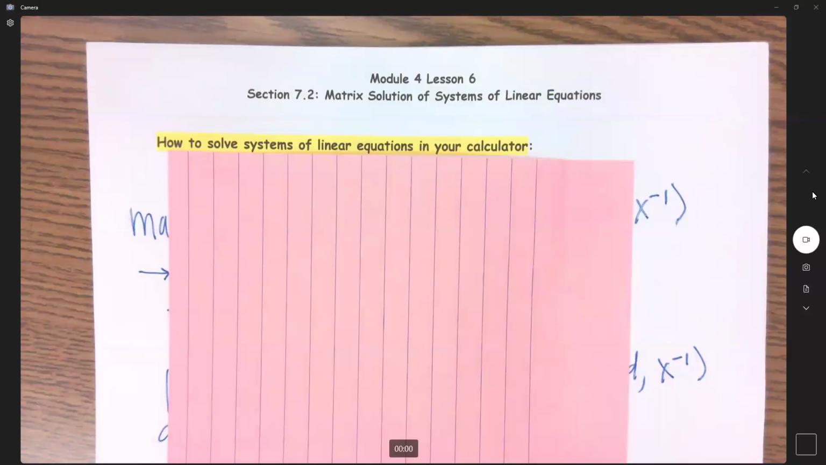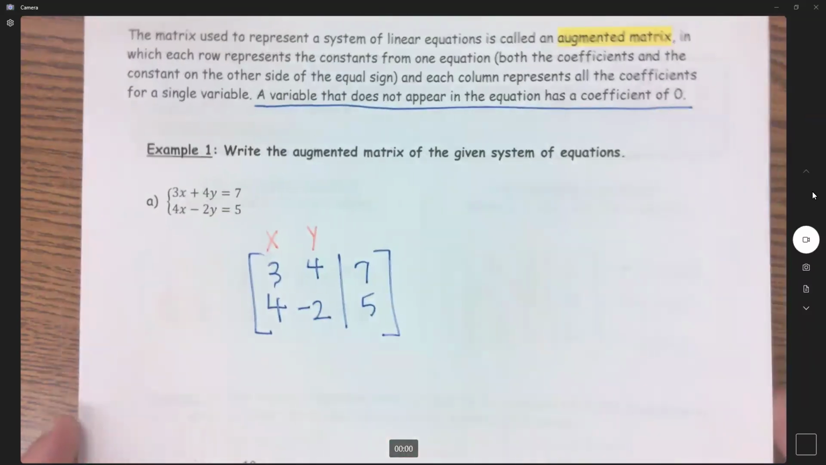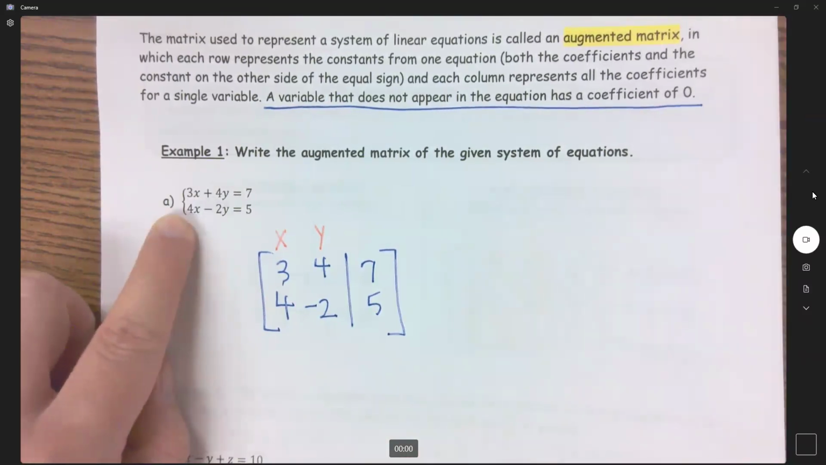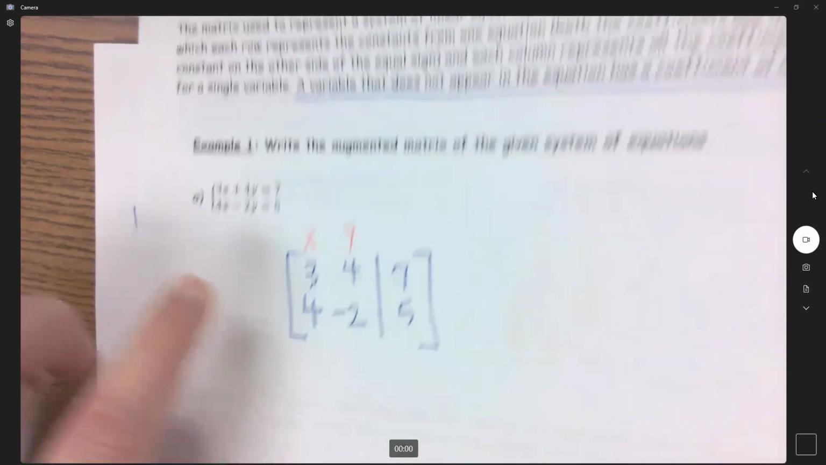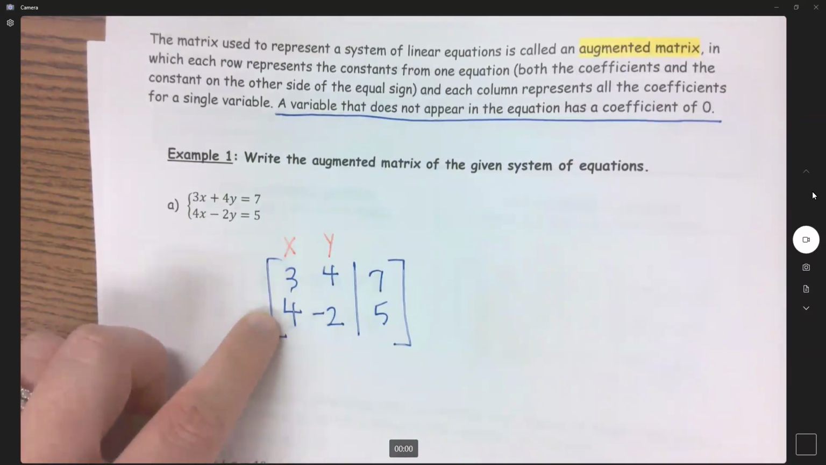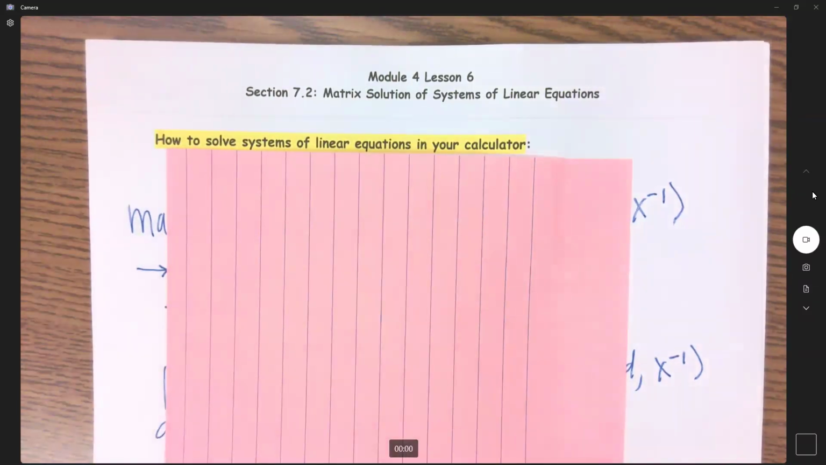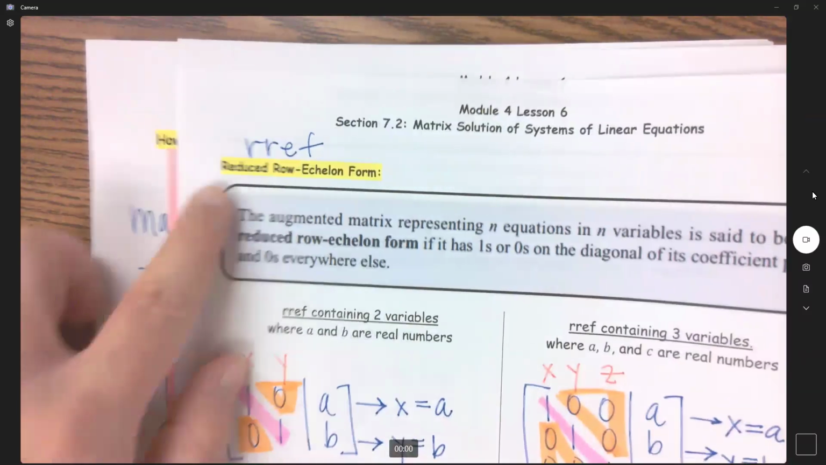Okay, now we're gonna put everything together. If we're talking about a sandwich here, we have both pieces of bread. We need the meat on the inside. And what I mean by that is we're gonna start off by taking our system of equations, whether it's two variables or three variables, and putting it into an augmented matrix. Then I need to be able to use my calculator to put it into reduced row echelon form.